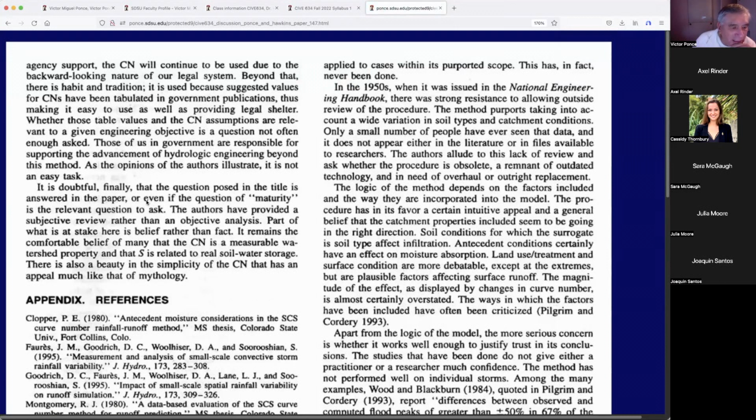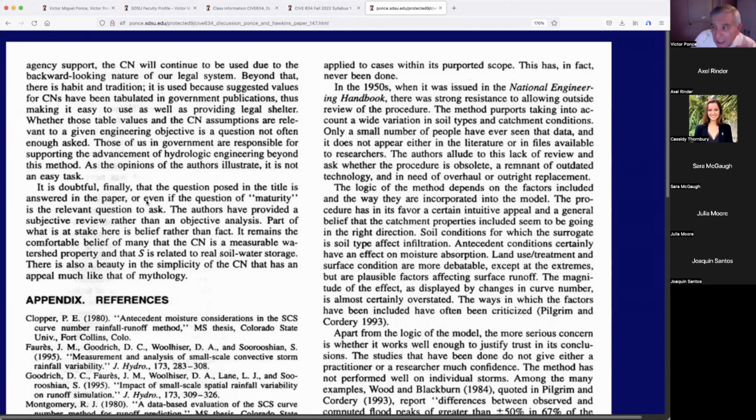And he says at the end, it is doubtful finally that the question posed in the title is answered, or even if the question of maturity is the relevant question to ask. We wanted to write a paper on the runoff curve number, and we didn't know how to subtitle it. We went back and forth with Pete on this, and we finally agreed on, has it reached maturity? My original intent was to say, is it mature or old? But Pete said that was negative. So we made a middle ground by saying, has it reached maturity? And the answer is, yes, it's being used by everybody. If that's not maturity, I don't know what maturity is.